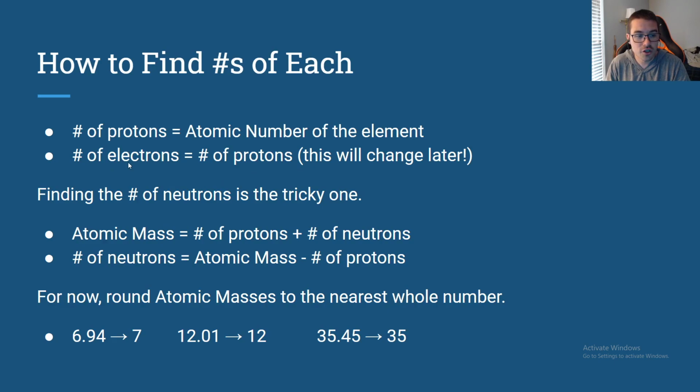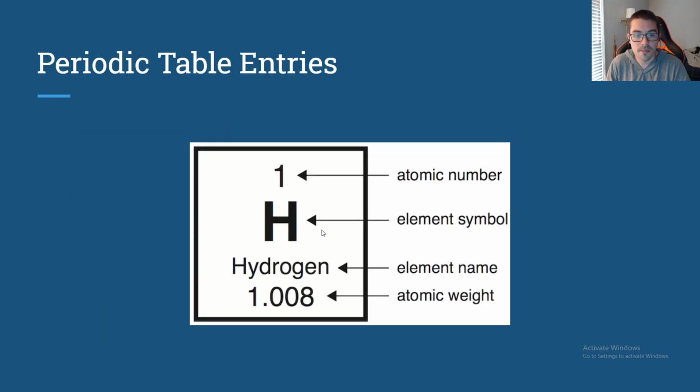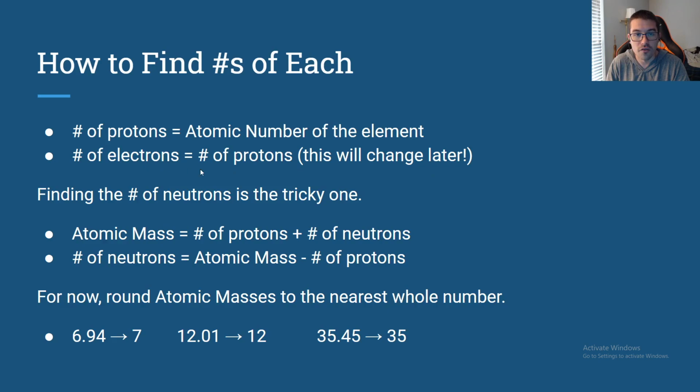The number of electrons is equal to the number of protons. Now we're going to go with that for right now. This is not always true, but for right now we're going to say that this is true. Okay, this will change later. All right, but for right now we're going to say that the number of electrons is just equal to the number of protons. So once again, for our hydrogen example, if the atomic number is 1, that means there's 1 proton, and that would also mean that there's 1 electron. Okay, because the protons and electrons are the same number.